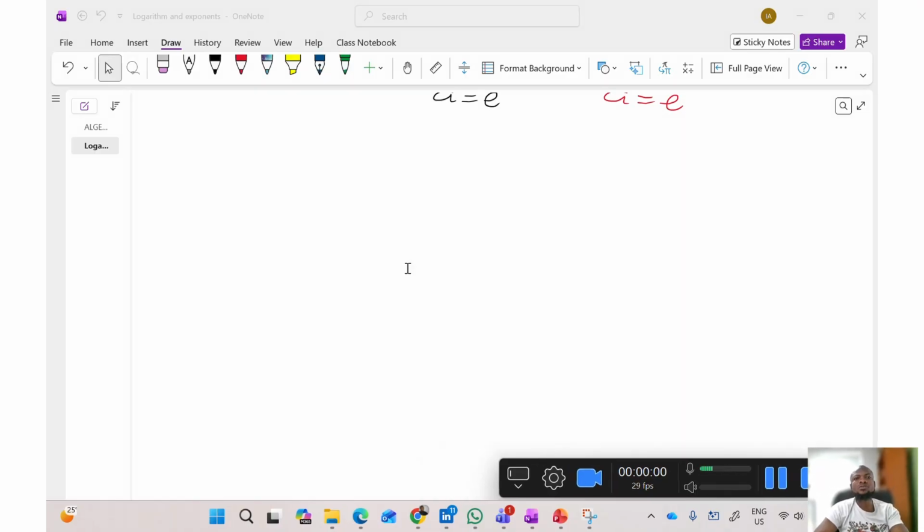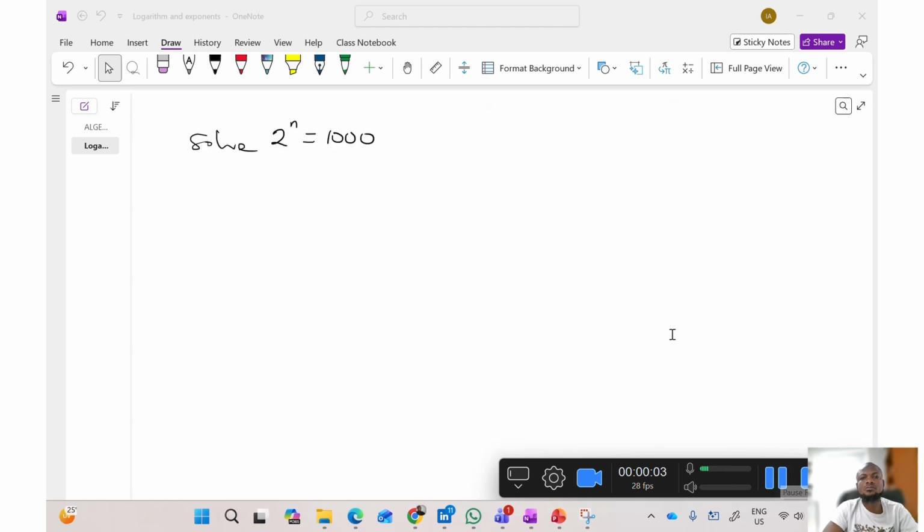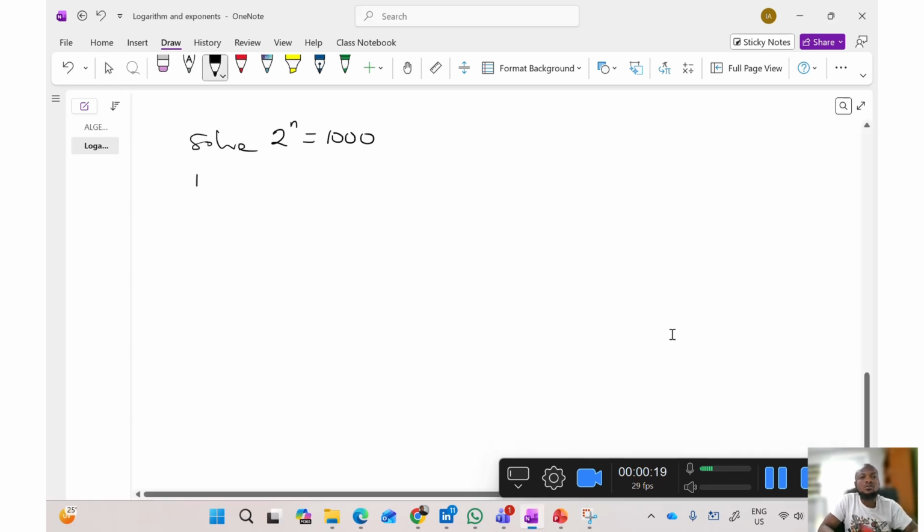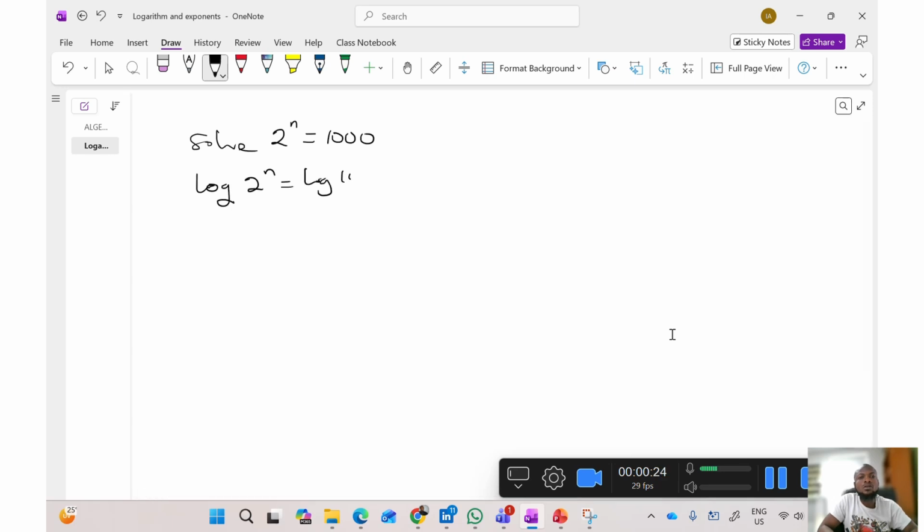So let's solve a few examples. You have to solve 2 raised to the power n equals 1000. Here, it will be difficult for you to find n using an ordinary method. So the best thing to do here is to use the logarithm method. Just find the logarithm of both sides. So you'll write the logarithm of 2 raised to the power n is equal to the logarithm of 1000.